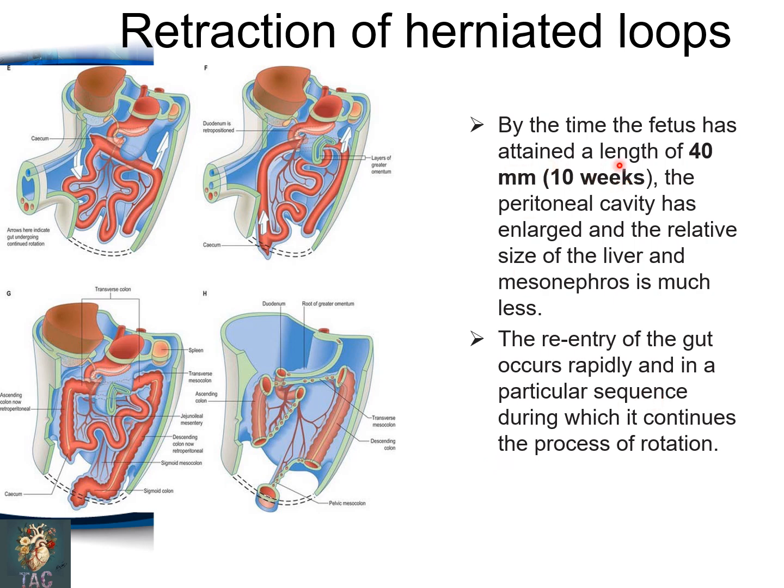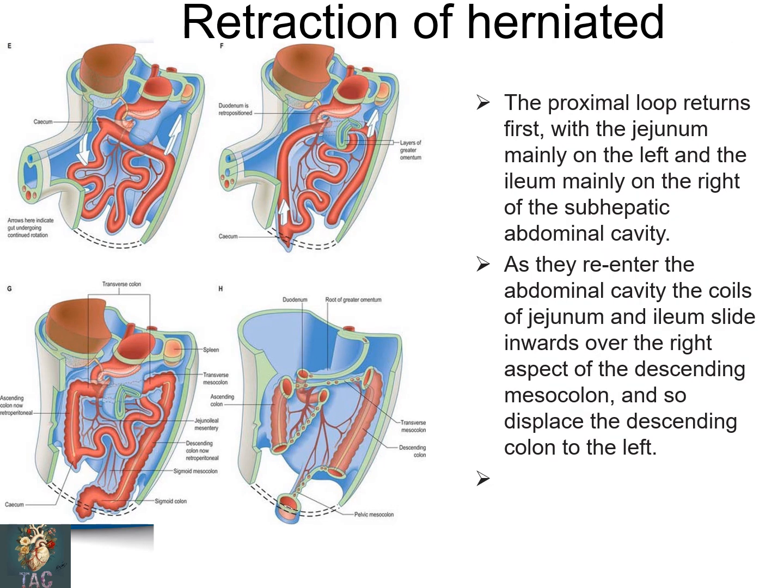Also remember that the time when the loops are retracted and re-enter the abdominal cavity, the 10th week of gestation or 40 mm size of the fetus, is also your MCQ as well. The proximal limb returns first. This is another point you must remember: the proximal limb enters first, and the jejunum is the first part to enter, and it mainly lies on the left side, and the ileum mainly on the right side in the subhepatic abdominal cavity.